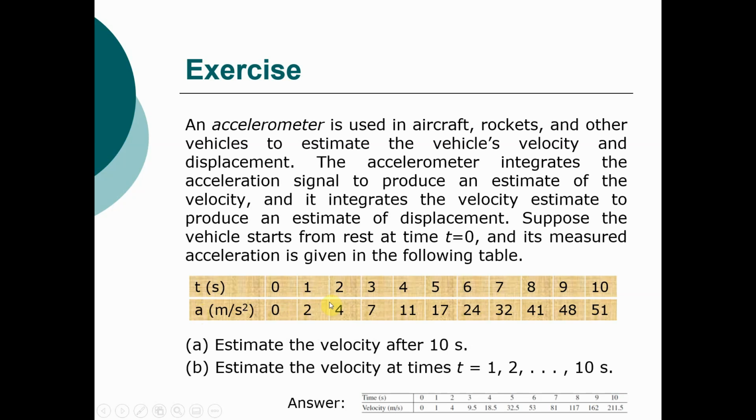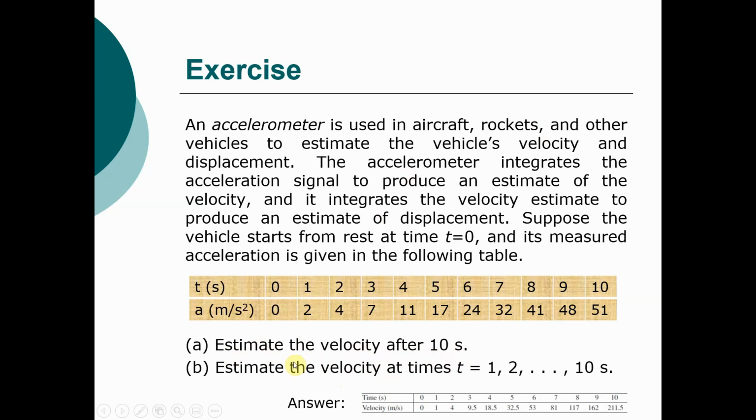But what is the function of acceleration? We don't have any function to take the integral of, right? We only have some data points. So there is no way that we can solve this exactly because we don't have the exact function for the acceleration. So we have to estimate the velocity. In this case, we have some data points.